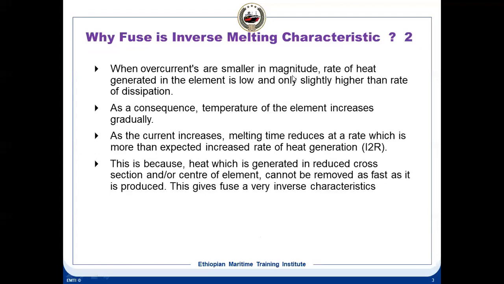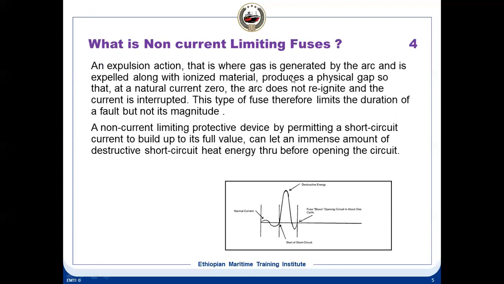Okay, so this is a non-current limiting fuse. Now in these fuses there are two types. One is called current limiting and non-current limiting fuses. Non-current limiting fuse, current limiting fuse, and a vacuum fuse. There are three types of fuse. Just for your information, what is this non-current limiting fuse?